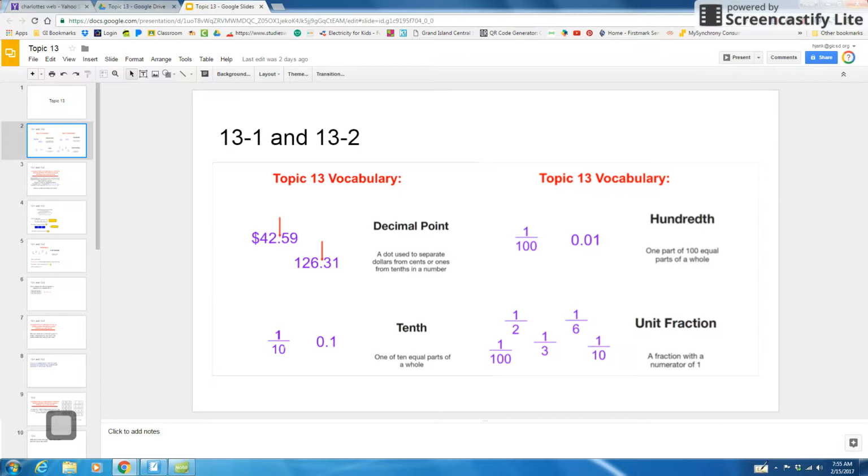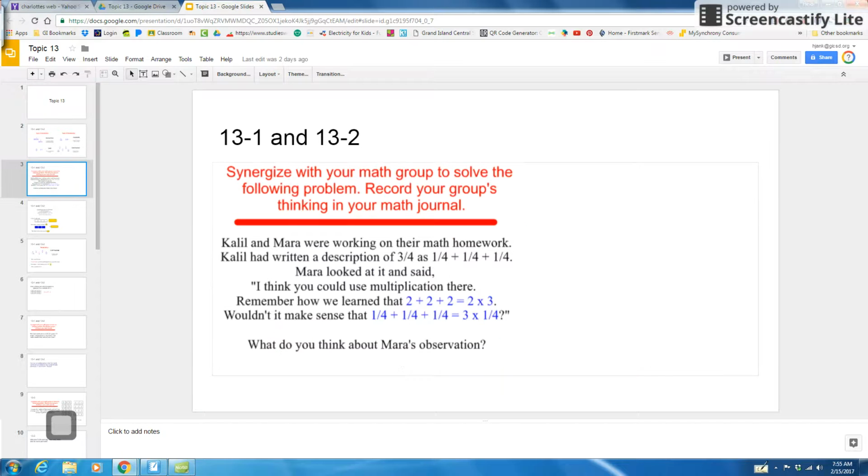A unit fraction is when the numerator is a 1. It does not matter what the denominator is, but the numerator is a 1. And that is the vocabulary that we are going to focus on for these couple lessons here for 13.1 and 13.2.